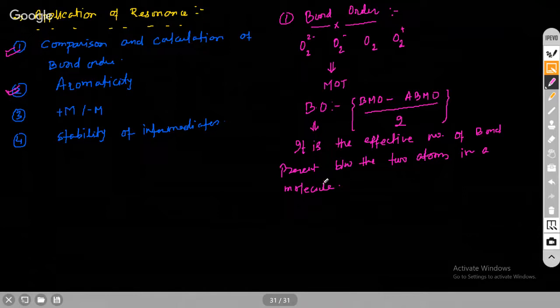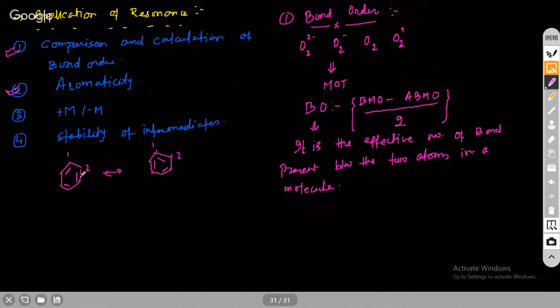Okay, effective number of bonds present between the two atoms in a molecule. Why are we calling it effective? Since we are talking about resonance. Suppose if I draw here benzene, right? Benzene is this, and the resonating structure of benzene, the other structure we can draw is this one, right? If it is 1 and 2, this is 1 and 2.